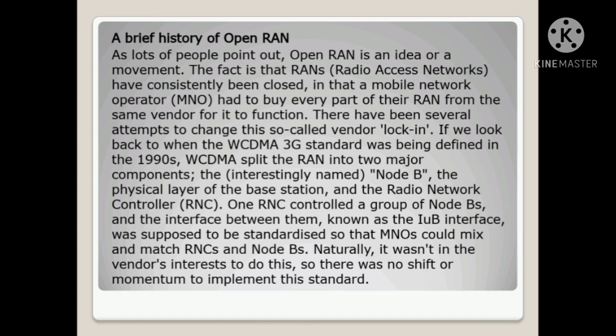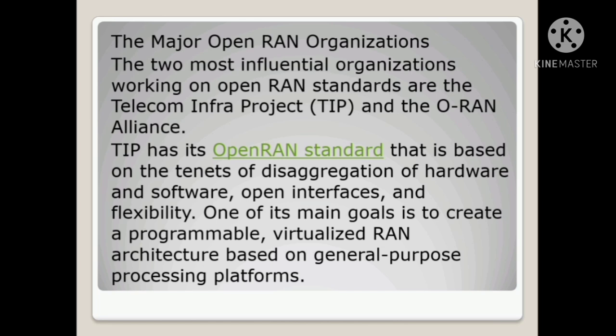The major Open RAN organizations. The two most influential organizations working on Open RAN standards are the Telecom Infra Project, or TIP, and the O-RAN Alliance. TIP has its own Open RAN standard that is based on the tenets of disaggregation of hardware and software, open interfaces, and flexibility. One of its main goals is to create a programmable virtualized RAN architecture based on general-purpose processing platforms.